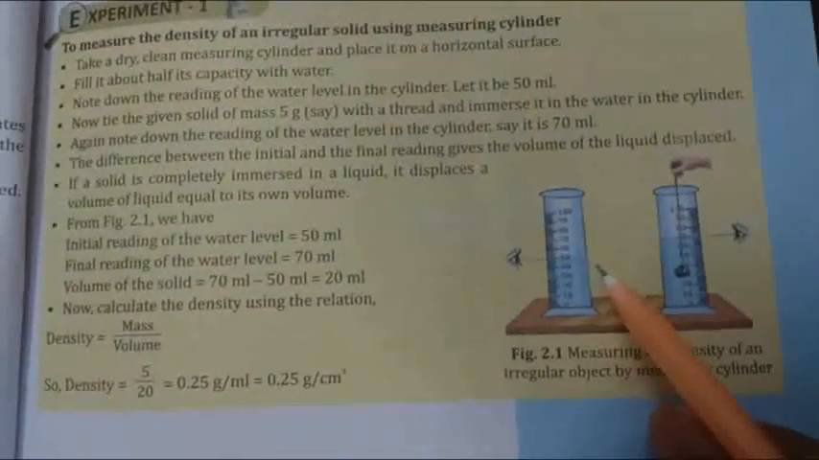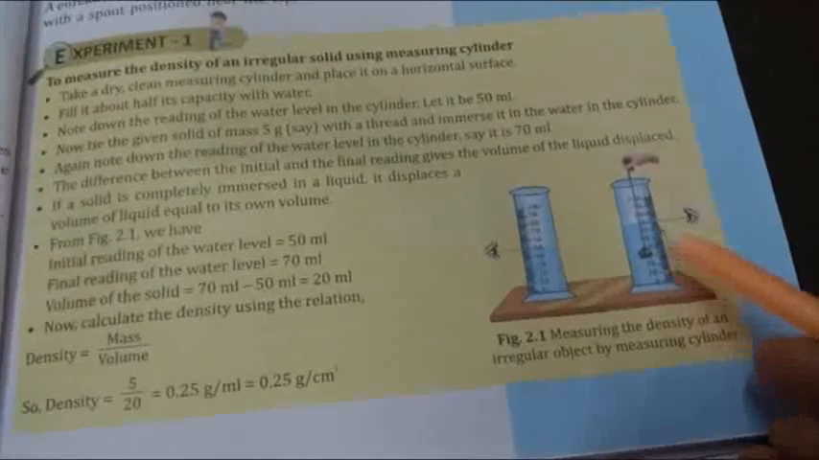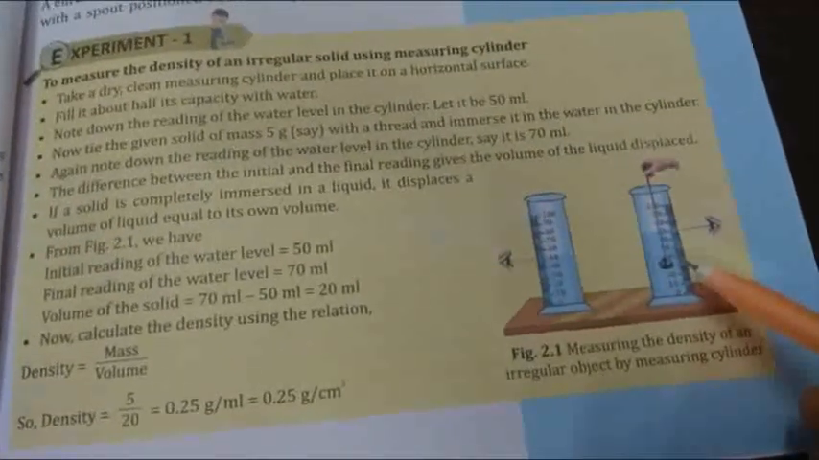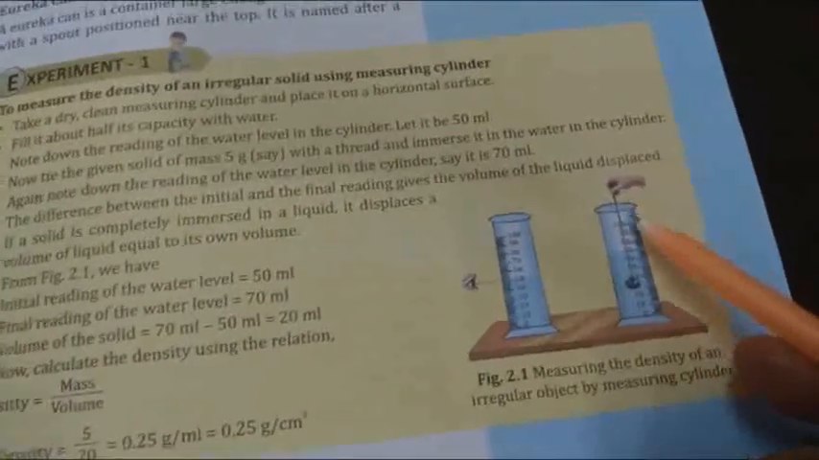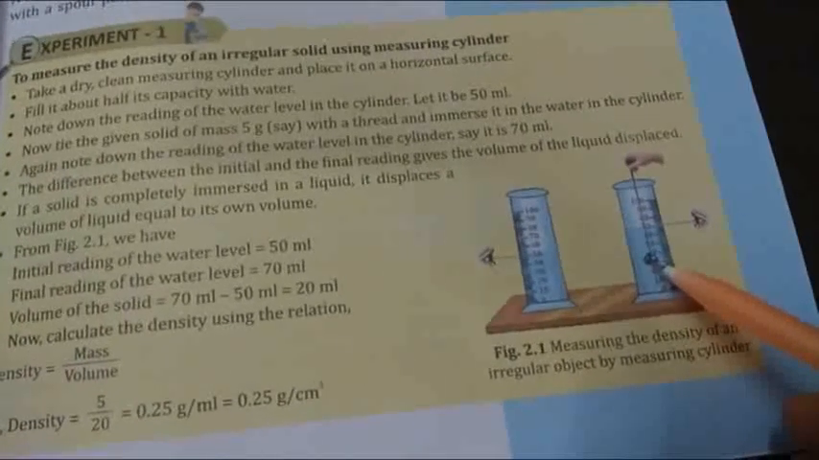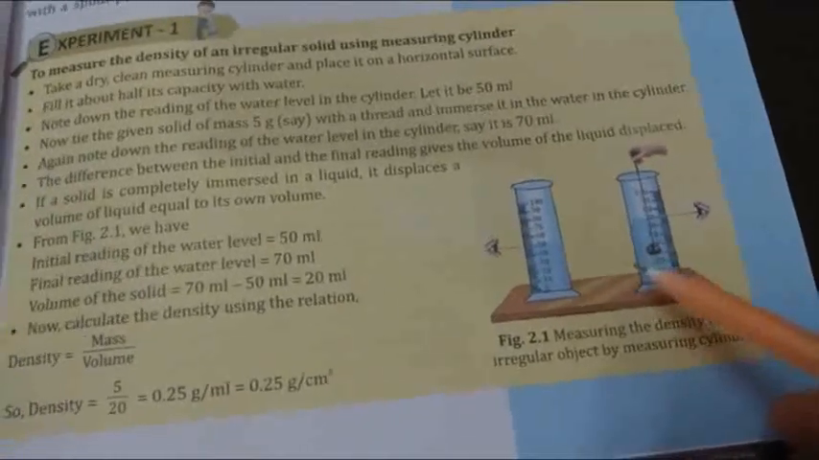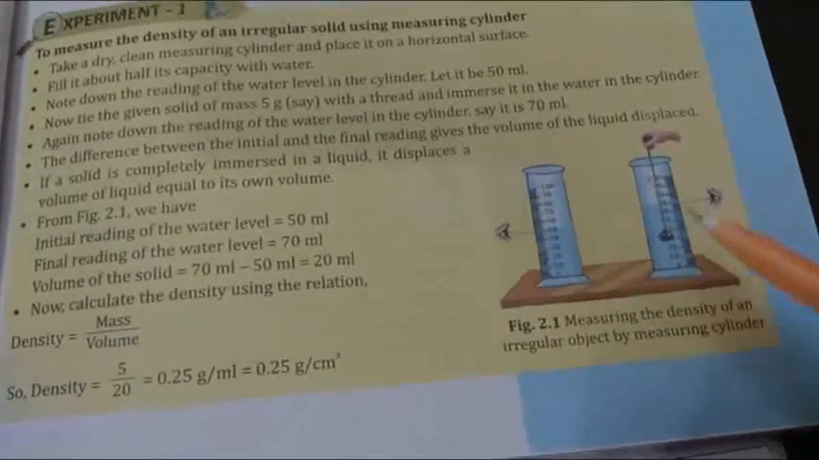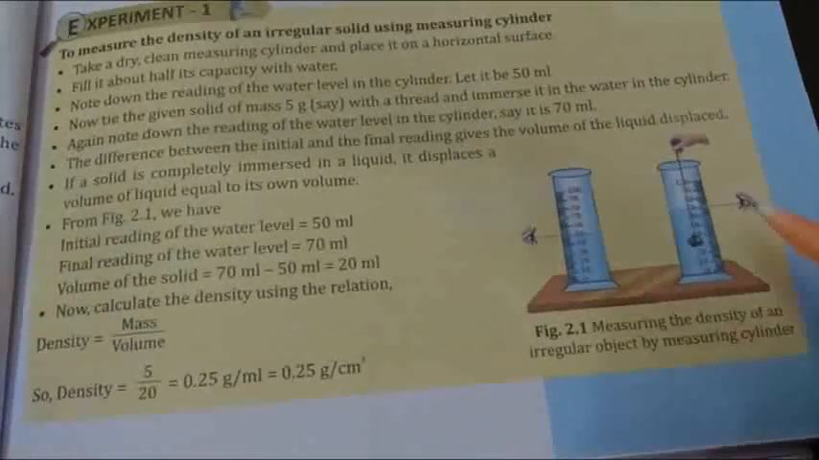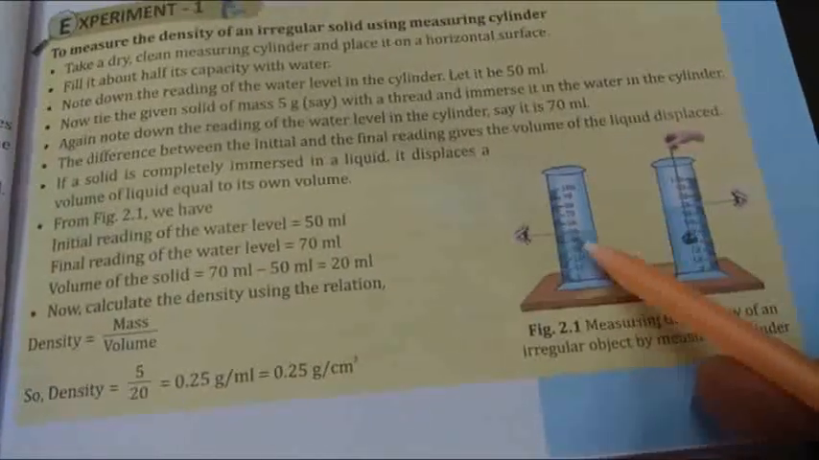Now tie the given solid of mass 5 grams with a thread and immerse it in the water in the cylinder. Again, note down the reading of the water level. Say after you sink the object, the water level rises up to 70 ml. The difference between the initial and the final reading gives the volume of the liquid displaced. If a solid is completely immersed in a liquid, it displaces a volume of liquid equal to its own volume.